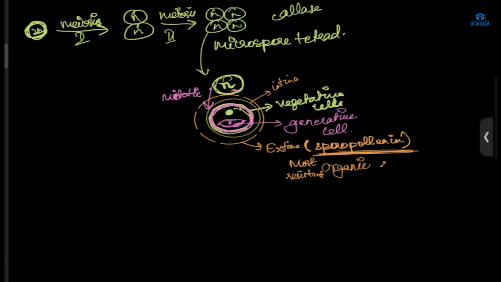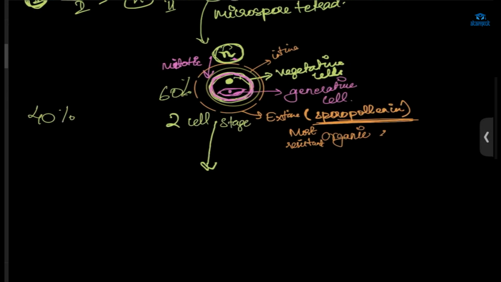Any doubt till now? Next, in most plants, the pollen grain is shed in the two cell condition. This is our two cell condition. In 60% of plants it is like this only, and this pollen grain will go to the stigma by pollination. In the other 40% of plants, there will be another division in the generative cell.